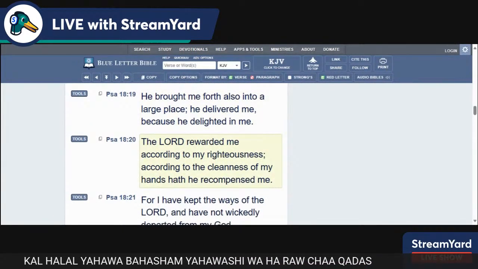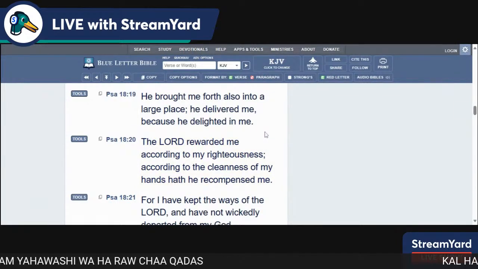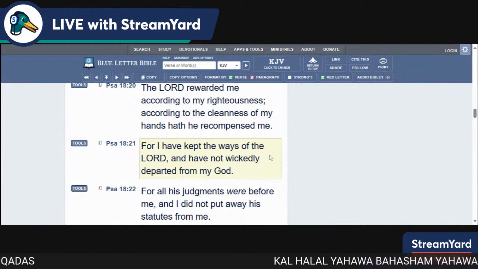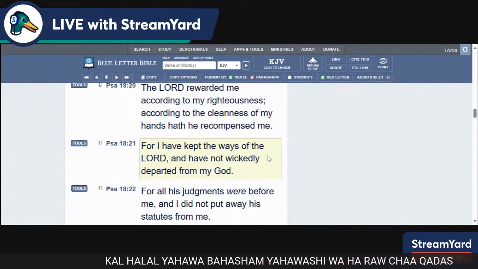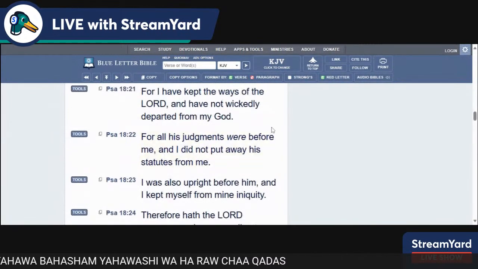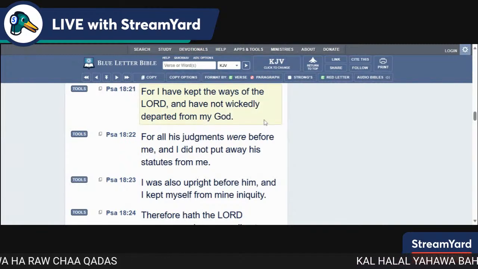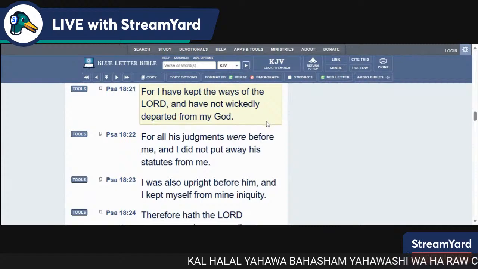He brought me forth also in a large place. He delivered me because he delighted in me. The Lord rewarded me according to my righteousness. According to the cleanness of my hands hath he recompensed me. For I have kept the ways of the Lord Yahweh, and have not wickedly departed from my power. For all his judgments were before me, and I did not put away his statutes from me.